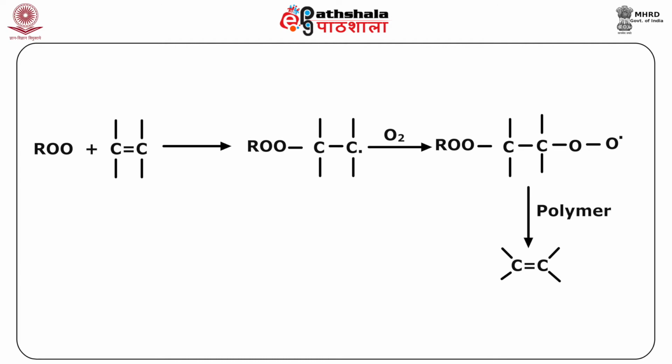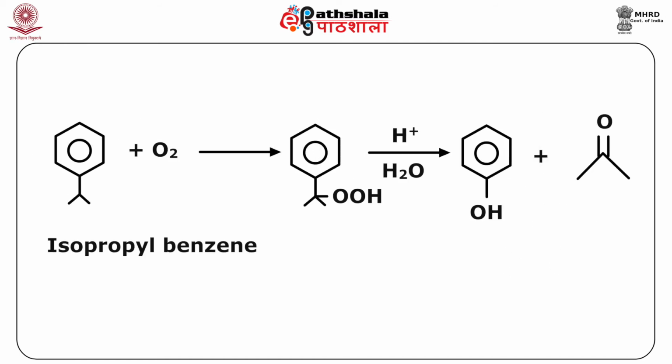It is the alkene system which reacts with the radicals, leading to the formation of a polymer. Manufacture of phenol and acetone from cumene involves the formation of hydroperoxide via free radical oxidation. The main source of cumene is American petroleum. The isopropyl benzene reacts with oxygen, slow auto-oxidation taking place, leading to the formation of hydroperoxide, then acidification and hydrolysis, leading to the formation of phenol.